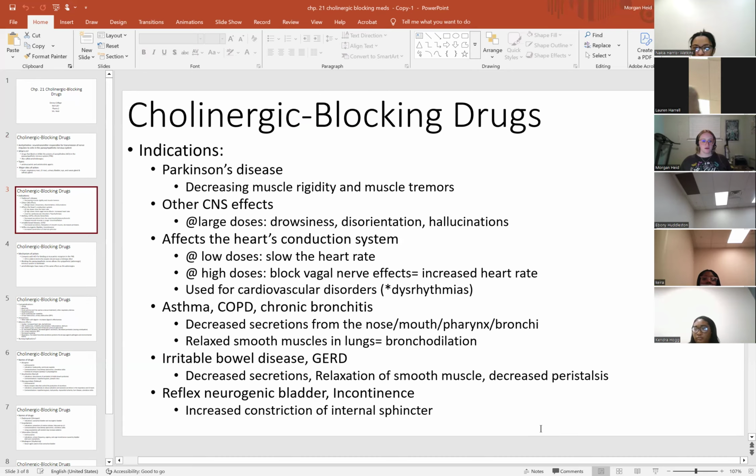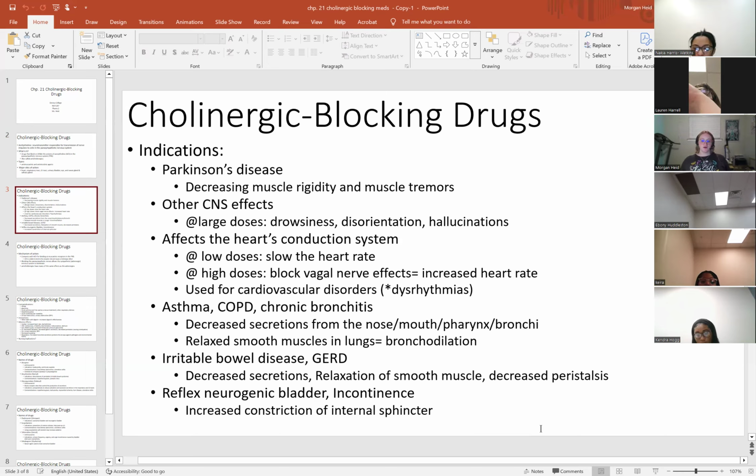Otherwise, with the CNS, if I give too much, I need to be careful, because too much of an anticholinergic can cause severe sedation, disorientation, or hallucinations. Which again is not what I want. That'll put my patient into a severe mental state. So I need to watch how much I give of this.